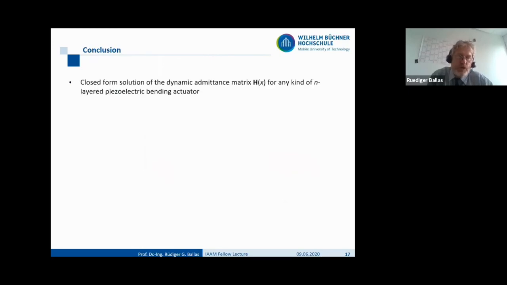Now, let me conclude. I know it was a very theoretical presentation, but I just want to show you it's always important to first develop, if it's possible, a closed form solution. In this case, for the dynamic admittance matrix H of x, for any kind of n-layered piezoelectric bending actuator.